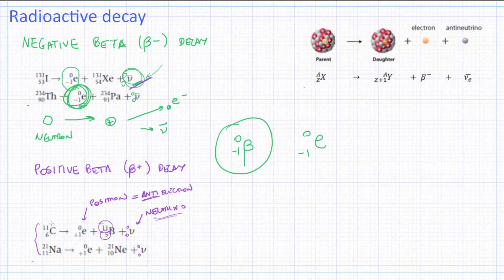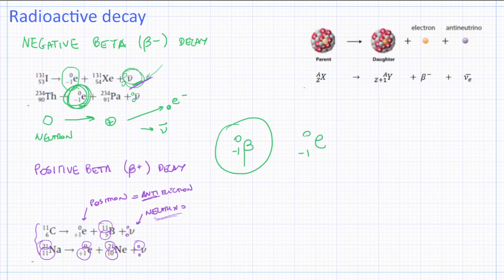Now again, the same maths will hold. For example, here in this one, sodium becoming neon and releasing a positron and a neutrino. So sodium, mass number 21, there is mass 0, so it's still 21. Now the atomic number was 11, and I've released a positive particle, so my positive atomic number here has decreased by 1. My positive particles have decreased by 1.